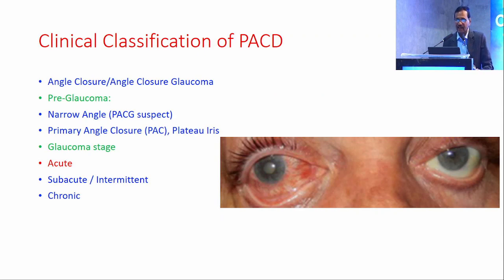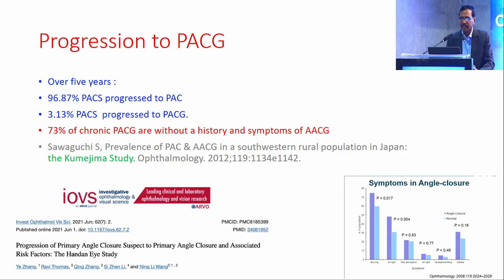And there is another classification, pre-glaucoma and glaucoma stage, where it includes the acute stage of glaucoma in open angle and glaucoma stage. And on progression, 73% of chronic PACs are without any symptoms. This is the most stressing point we have to think of.